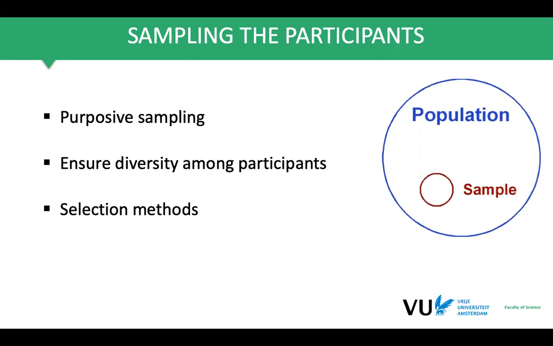So there are different selection methods. You can invite people by emailing them, but you can also use the snowball method. Once you interview one person, you ask whether that person has someone else to recommend for an interview. In most cases, you sample until you reach saturation, so no new information is being obtained by having more interviews.